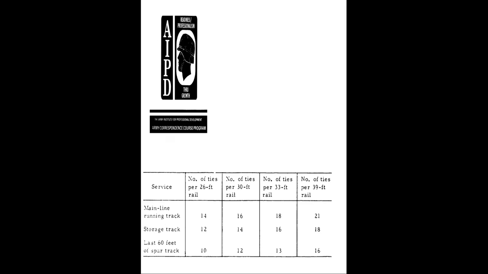Mainline running track: the number of ties per rail is 14 for 26 foot rail, 16 for 30 foot, 18 for 33 foot, and 21 for 39 foot rail. Storage track: 12 for 26 foot, 14 ties for 30 foot, 16 for 33 foot, and 18 for 39 foot rail. Spur track: 10 for 26 foot, 12 for 30 foot, 13 for 33 foot, and 16 for 39 foot rail.